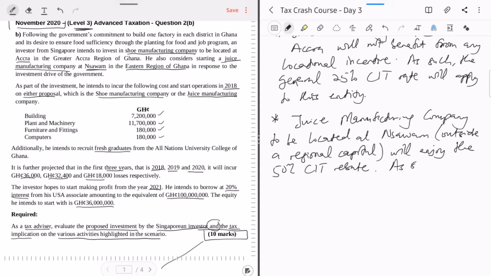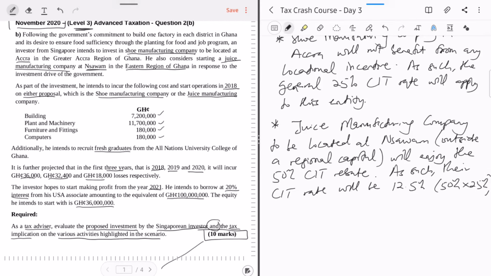So we say as such, their company income tax rate will be what? 12.5%. How do I know? It's simply what? 50% of what? 25%, which is the general. So they get a rebate of what? 50% of the general rate, right?